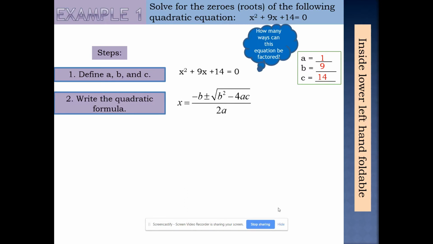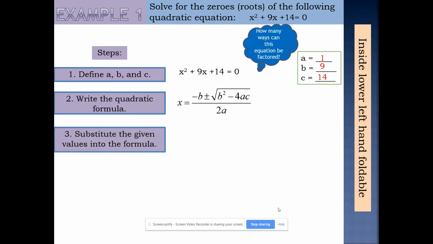So we're going to write the formula. Always write the formula first. And then we're going to substitute the values in. So this is our formula without the values. And then we're just going to substitute A, B, and C. So we have negative 9 plus or minus the square root of 9 squared minus 4 times 1 times 14 divided by 2 times 1.